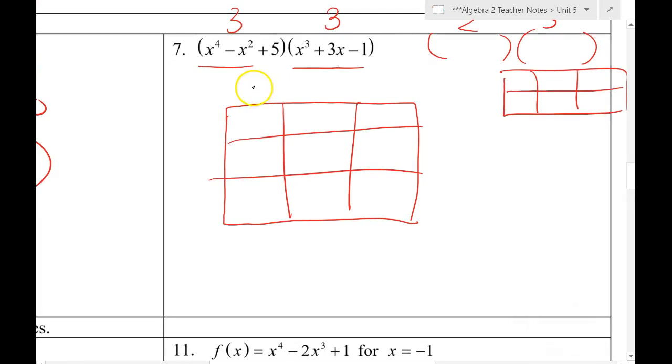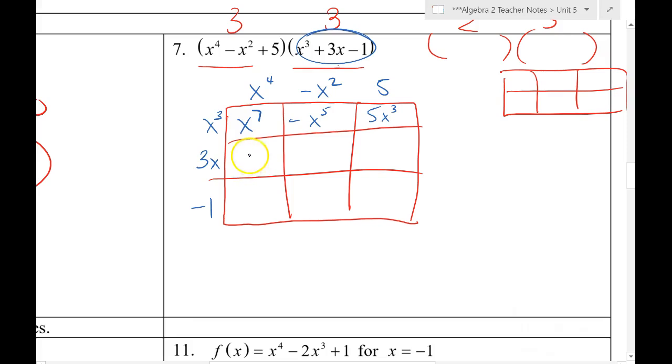Okay? So now what you do is you take the polynomials that you're multiplying, put 1 on top, and then put the x to the fourth, negative x squared, and then positive 5 on the top, and then x cubed over here, 3x here, and negative 1 here. That just came from the second polynomial. Now you just multiply everything out. So now the first one here will be x to the 7th. And I'll go from left to right. And the next one here will be negative x to the 5th. And then this will be 5x cubed.